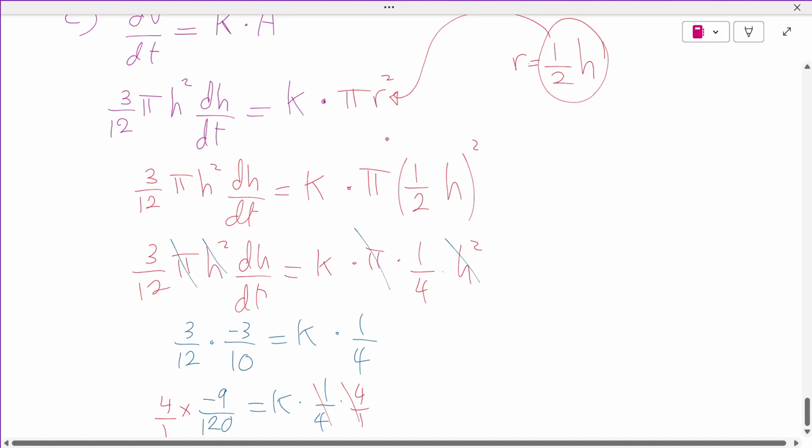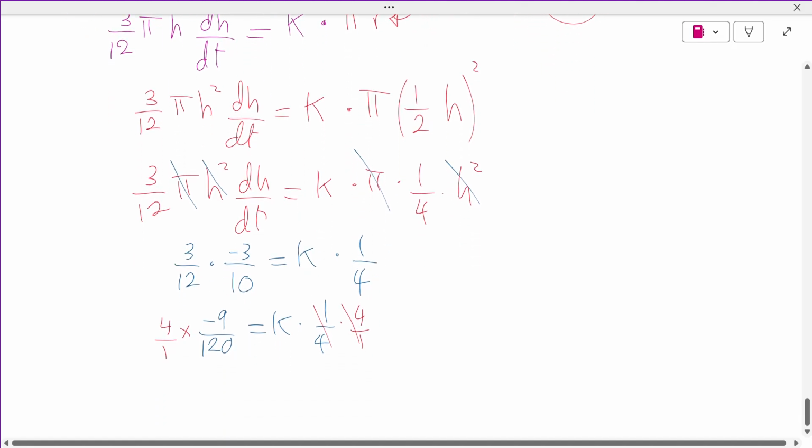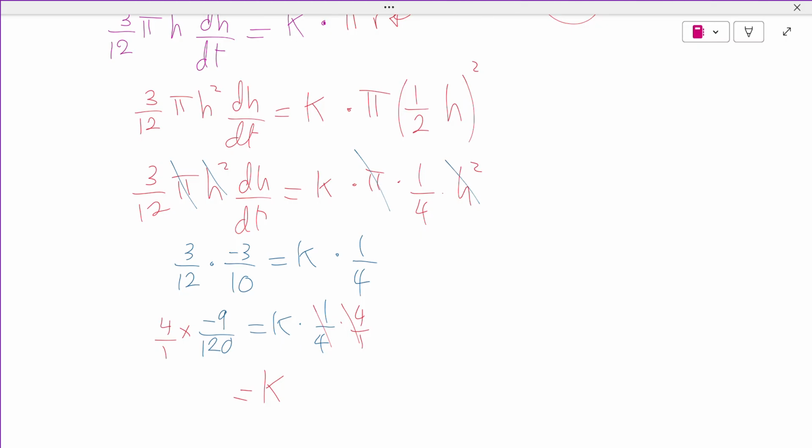This simplifies to what? k equals, let's just use the calculator quickly. We've got 9 over 120 times 4, this is negative 3 over 10. So the constant of proportionality will be minus 3 over 10.